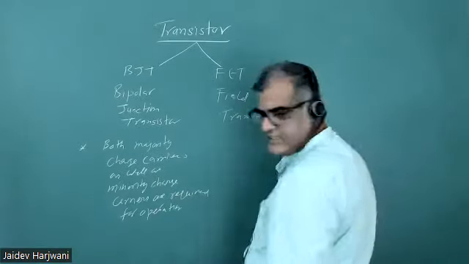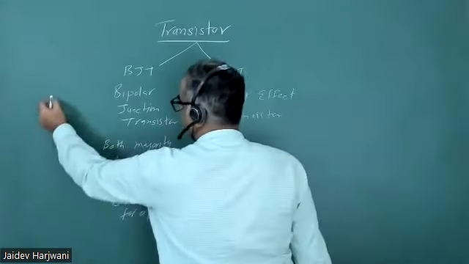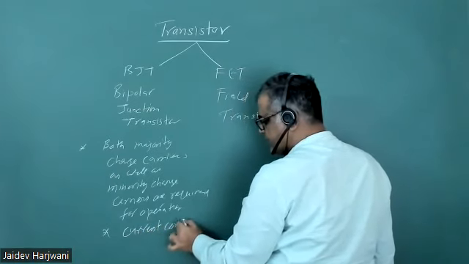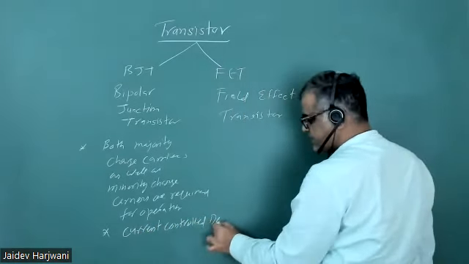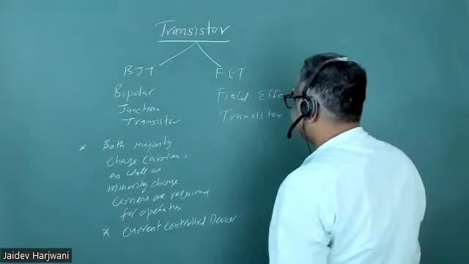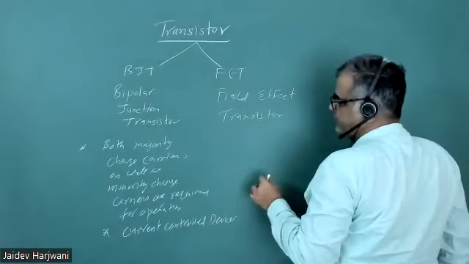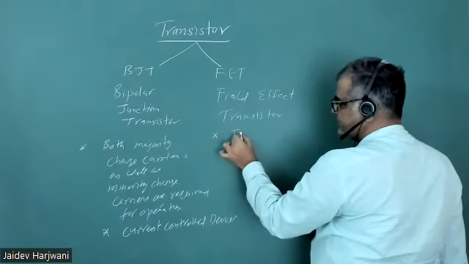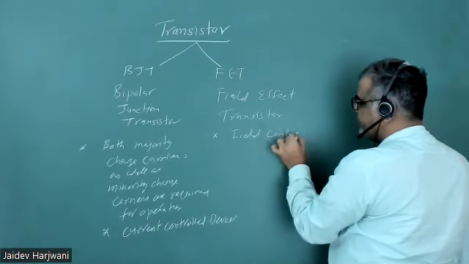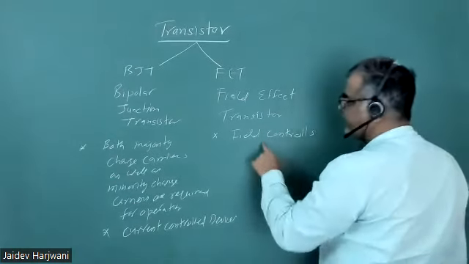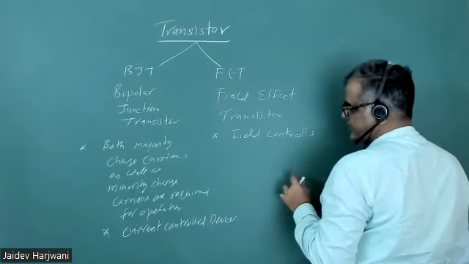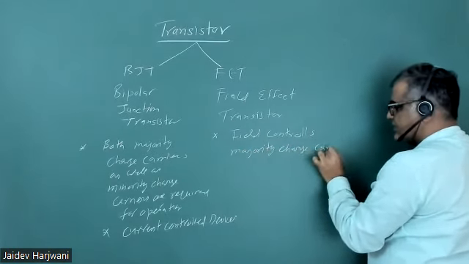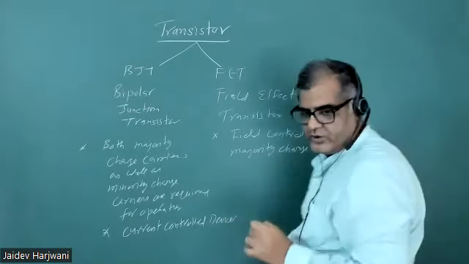And BJTs are basically current control devices. The second point you can mention as a difference: these are current controlled devices, while your FET, the field effect transistor, is unipolar. So these are field control devices, and the field only controls majority charge carriers. This is basically the difference between the two transistors.